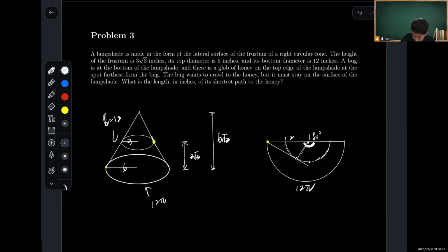In this case, this length can be easily found. This is 6 square root of 3, and we just need to find the length of this arc. The angle here in the middle is 30 degrees, so what that means is the length of the arc is exactly pi. So the answer is 6 square root of 3 plus pi, and we're done.